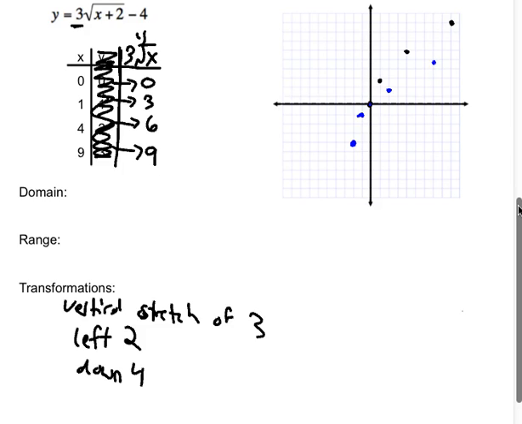Once I've done that, now I connect my points. And that is my new radical function. But again, the steps are: put it in the table, put the stretch in the table, then shift each of them. All right, so let's talk about the domain and range.